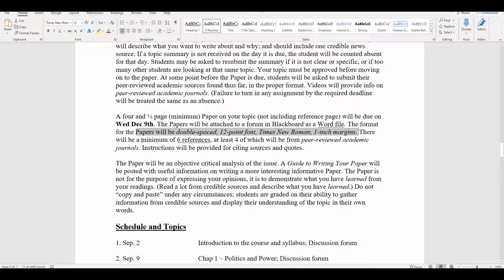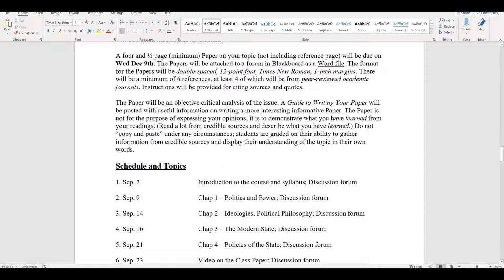For your final paper, there will be a minimum of 6 references. At least 4 of these will be from peer-reviewed academic journals. And so again, I will be telling you some more information as we go as far as how to cite those sources. The paper will be an objective, critical analysis of the issue. A PDF guide to writing your paper will be posted that provides lots of useful information on how to write a more interesting, more informative, unbiased paper.